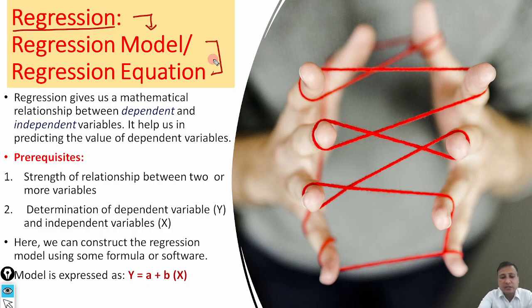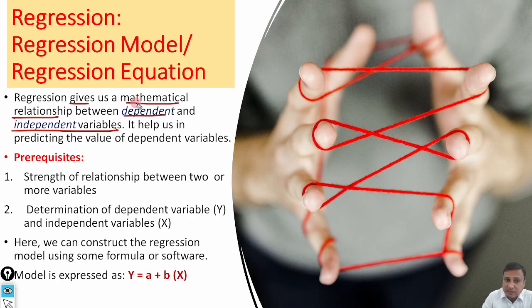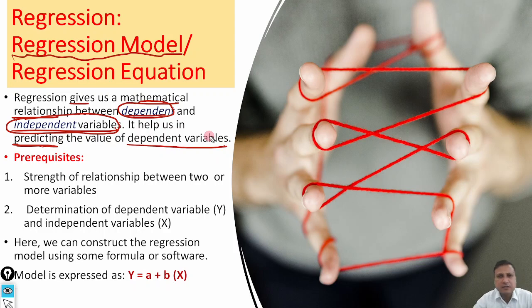So what actually do we do here in the regression? In the regression, when we compute the model or the equation, that model or equation gives us the mathematical relationship between dependent and independent variables. In the previous slide we already have seen what the dependent variable is and what the independent variable is. Suppose we are having plenty of variables, then we first determine that a particular variable is a dependent variable and a particular variable is an independent variable, and then we obtain or compute a particular model, using which we are going to predict the values of a dependent variable for the specific value of the independent variable. How it works, we are going to discuss in today's lecture.